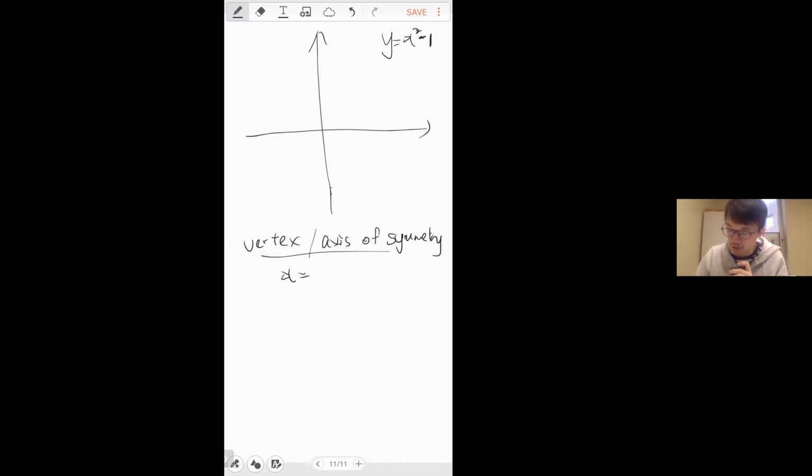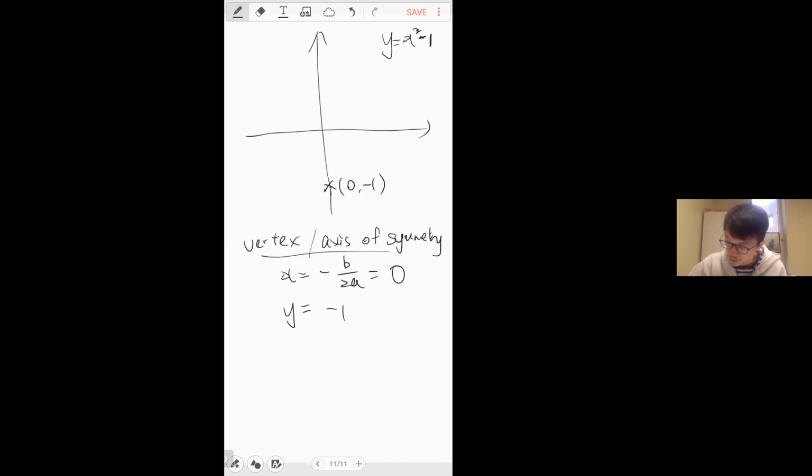Negative b divided by 2a. And in this case, b is 0. So the vertex is just x equals 0. And when x equals 0, y equals -1. So the lowest point would be (0, -1) right here. Make sense?